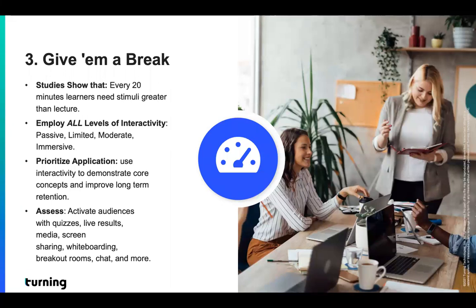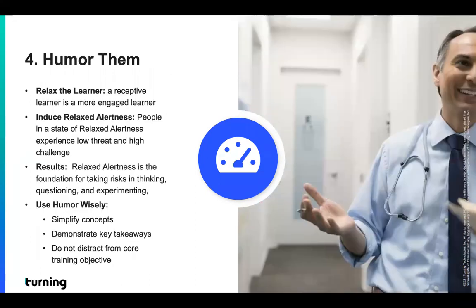And then lastly, always assess. Activate your audiences with the quizzes and the live results and screen sharing and whiteboarding, but always assess. Assess in the moment. So as you are providing those breaks, you're walking through all those different levels of interactivity, you're doing these things, make sure you're assessing and, let's say, reading the room, whether it be virtual or whether it be in person. Absolutely important that you find tools that do that and that you're able to do that.